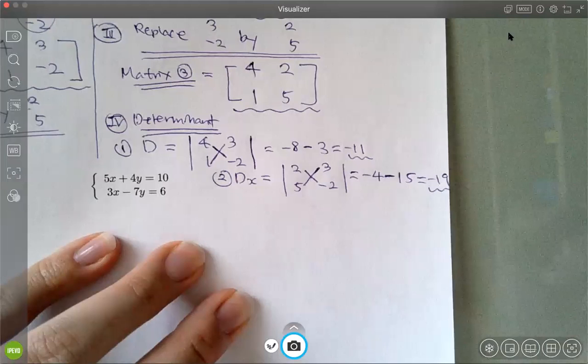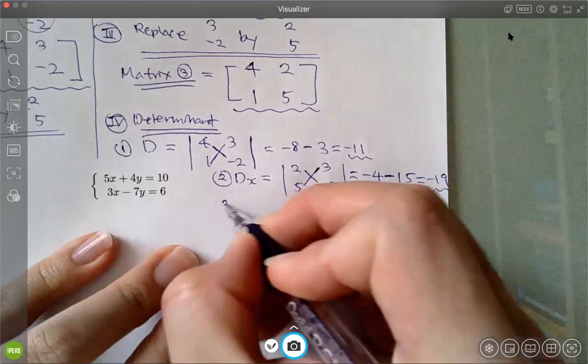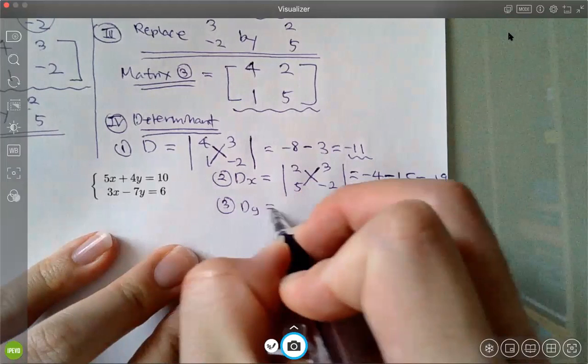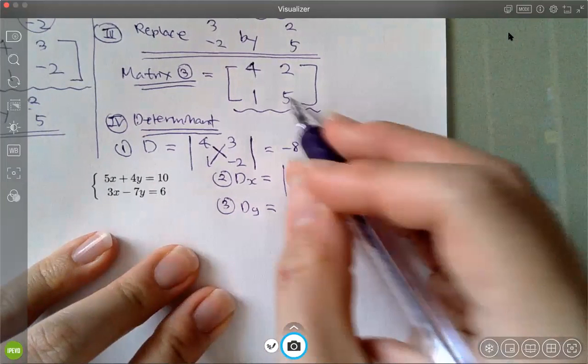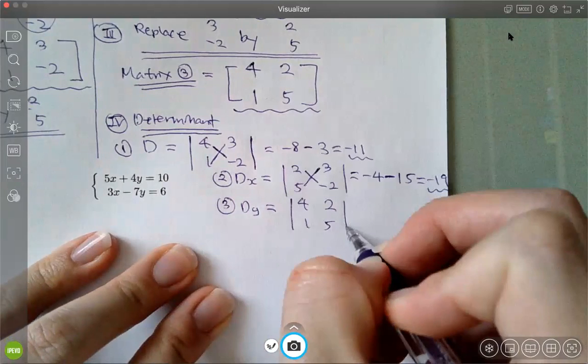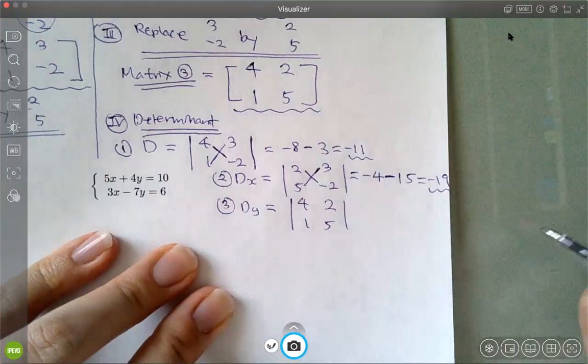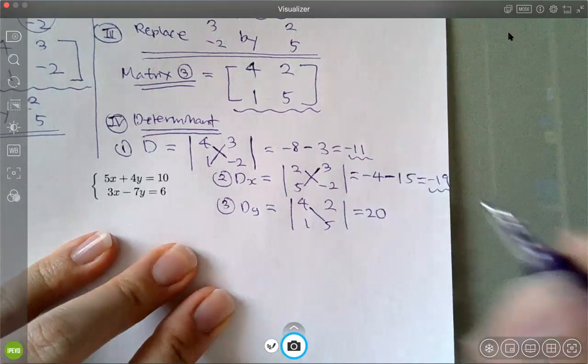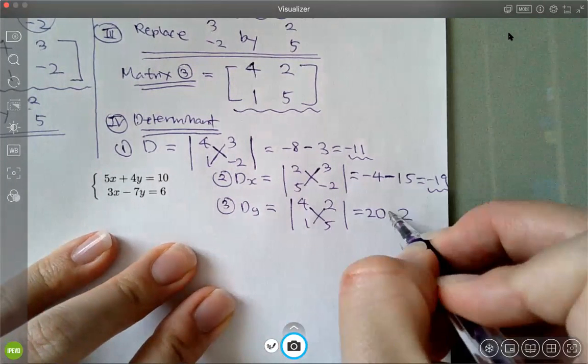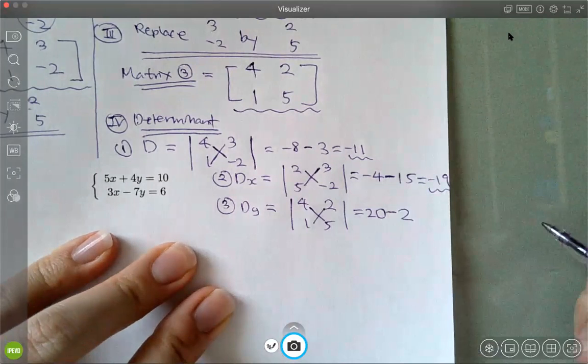Okay, and now the last one, dy. So what does dy mean? It's a determinant of this one, right? 4, 2, 1, 5. So what is this? That times that, so that's 20. And then that times that, so that's 2, and then subtraction, right? And so what is this? 18, right?